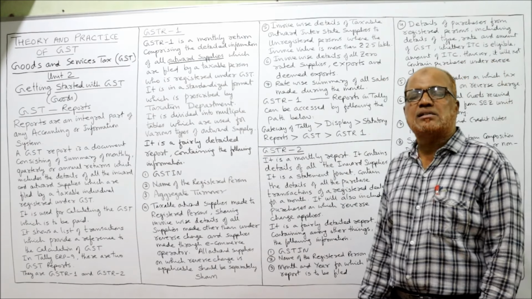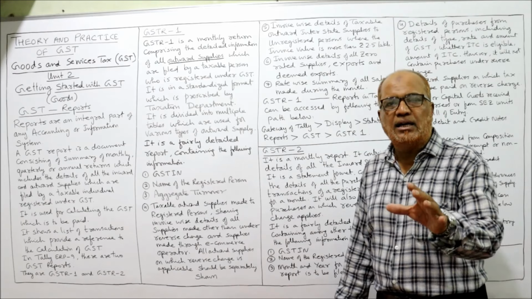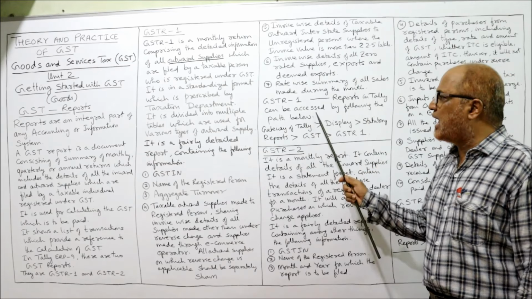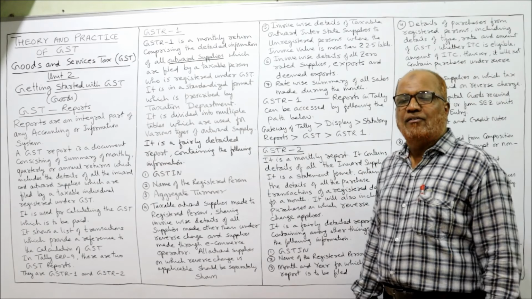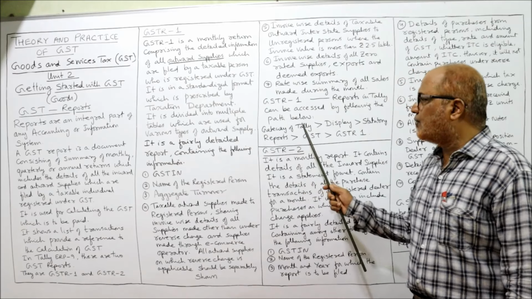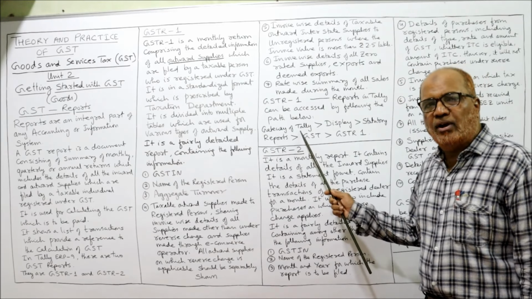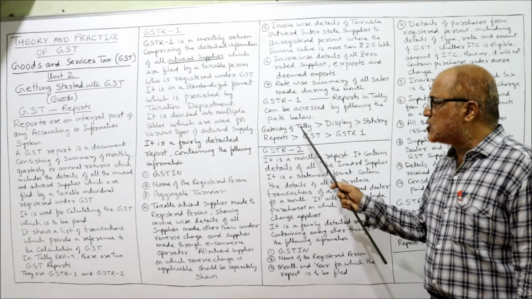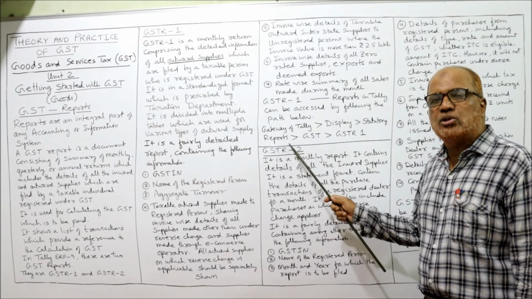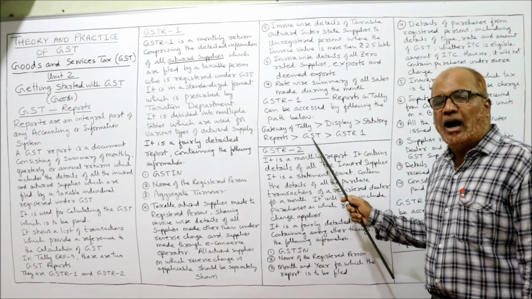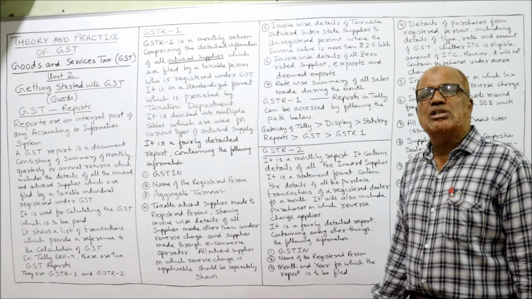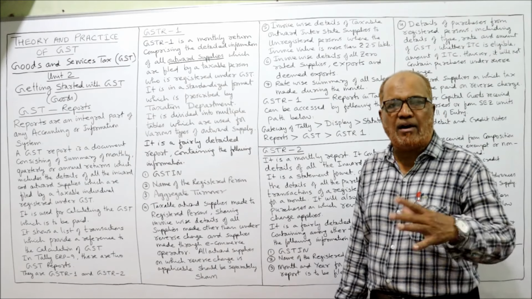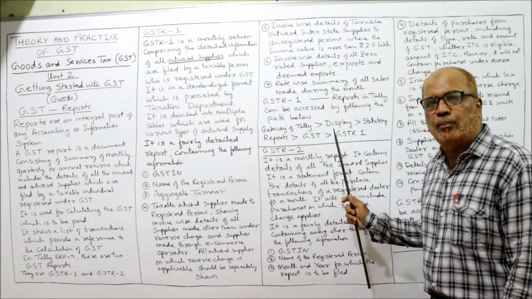Now, how to access GSTR1 in the Tally package? GSTR1 reports in Tally can be accessed by the following path. First of all, open the Gateway of Tally. From the Gateway of Tally, go to Display. From Display, go to Statutory Reports. Under reports, select GST. Under GST, select GSTR1. We can then have the complete GSTR1 report.